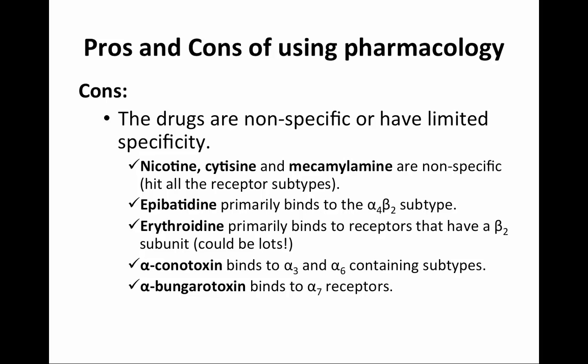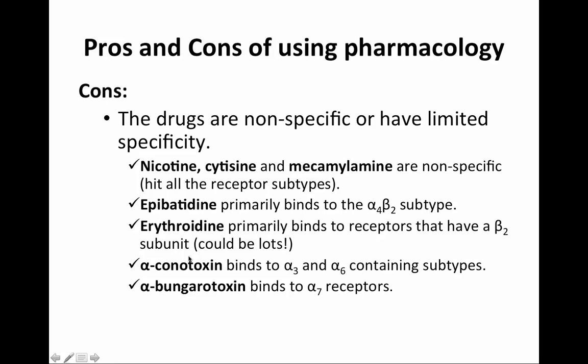The cons involved with using pharmacology to determine receptor function include the fact that many drugs hit multiple receptor subtypes. Nicotine, cytisine, and mecamylamine are nonspecific and affect all receptor subtypes. Epibatidine primarily binds to the alpha-4 beta-2 subtype, but can also hit other subtypes. DHβE binds to receptors that have the beta-2 subunit, but this could include many different subtypes.